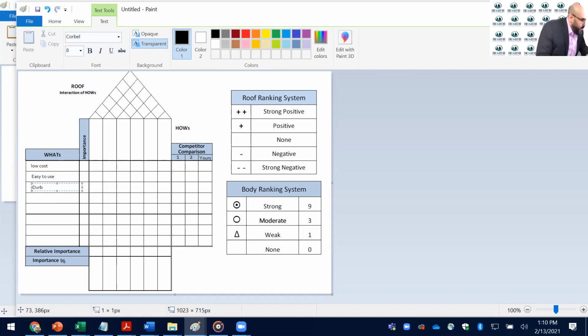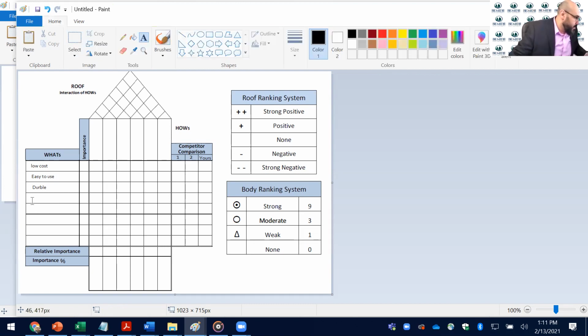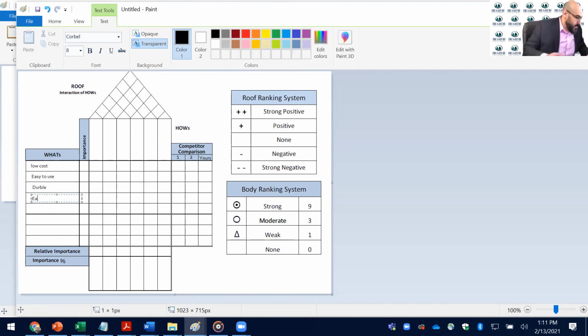Durability. Or I need my product to be durable. So fill in the sentence: I need my product to be durable. I need my product to be low cost. I need my product to be easy to use. I need my microwave to be easy to clean. Easy to clean.